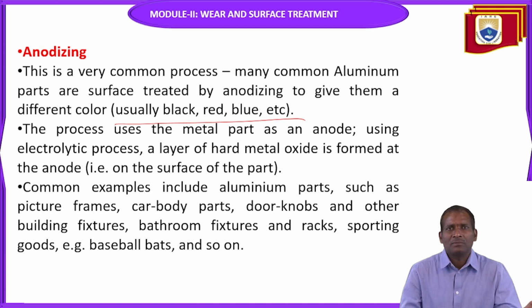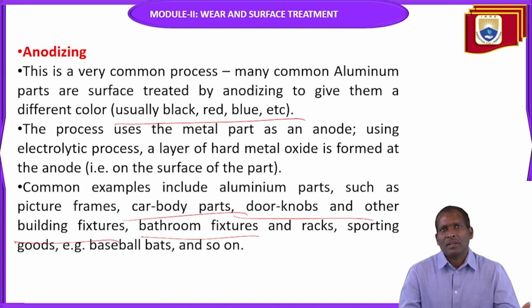So already we have seen this in electroplating. In the electrolytic process, the layer of metal oxide is formed at the anode only. Common examples include aluminum parts such as picture frames, car body parts, door knobs, and other building fixtures, bathroom fixtures, and racks, sporting items, for example baseball bats, and so on. All of these come under this anodizing process.